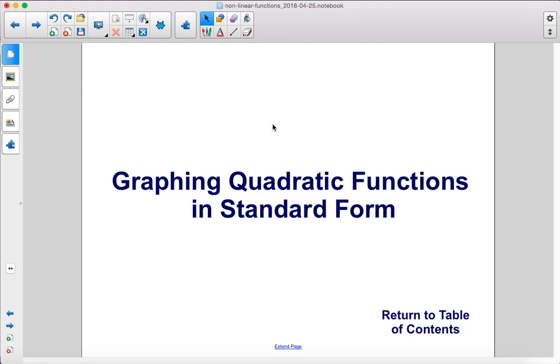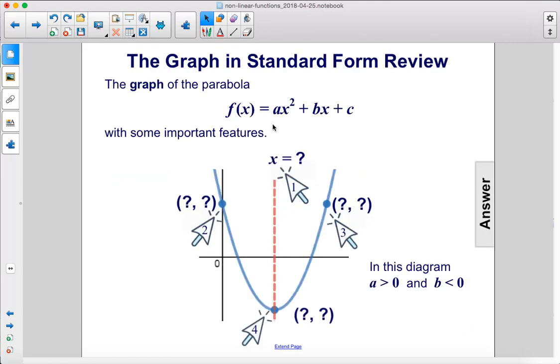Graphing quadratic functions in standard form. The graph of the parabola is f of x equals ax squared plus bx plus c with some important features. Here we have the axis of symmetry, which is negative b over 2a.